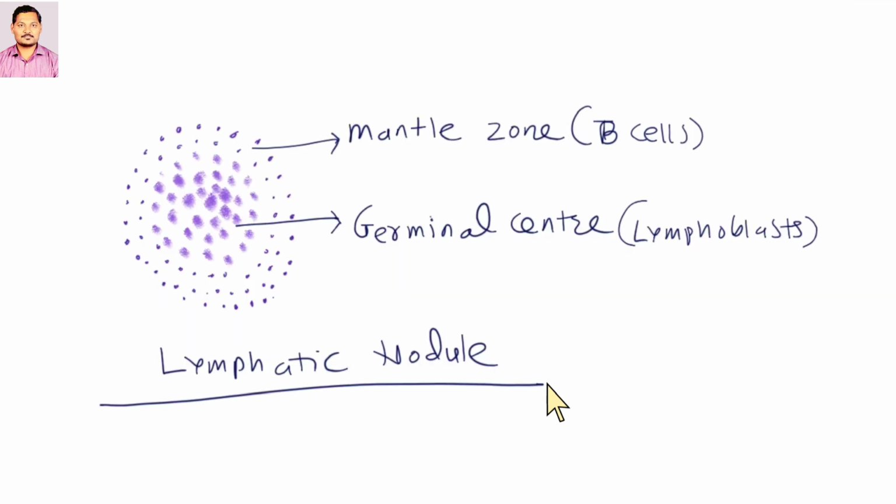See, you can observe the lymphatic nodule in the center appears pale with the lymphoblasts in the germinal center, and in the mantle zone you have mature B lymphocytes. So this kind of round tissue is the lymphatic nodule.